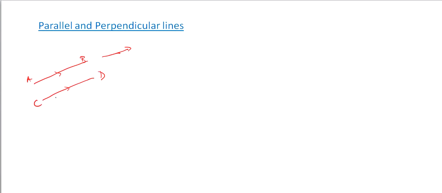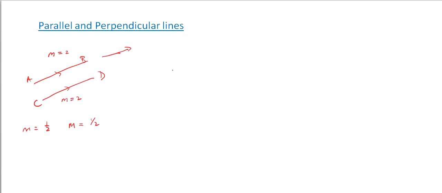So what do we need to know about parallel lines? If the gradient of one of them is, let's say, 2, then the gradient of the other one must also be 2. So for parallel lines, they have the same gradient. So if one of them was a half, then the second one will also be a half.